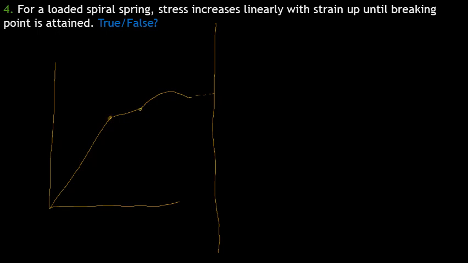If you have followed through up to this moment, you'd have noticed that we said that AB is the region of proportionality. Between this and this, Hooke's law is obeyed. That means force is proportional to extension, or you say stress increases linearly or proportional to strain. Remember the second version of Hooke's law. This is only true up until this point B, not up until the breaking point. So it's false.